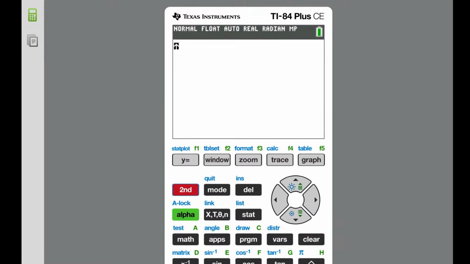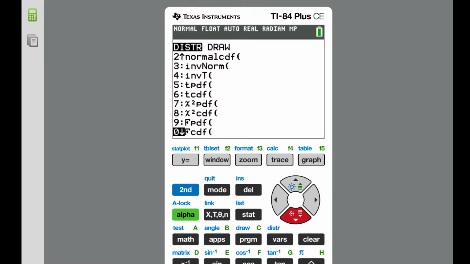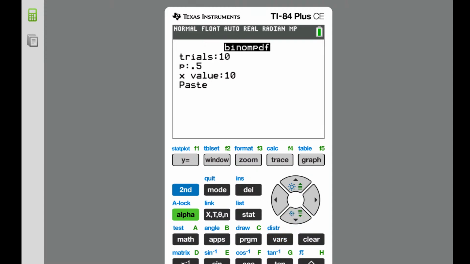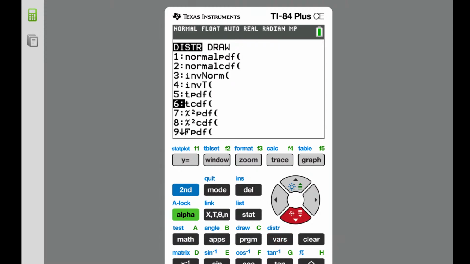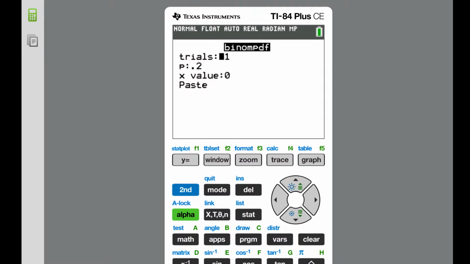We say second distribution, binomial PDF, that's A. Now this time there's 11 trials, and this time little p is 0.2. The first value we need for x is 0, and that's going to be pasted here. Now we need x is 1, so we repeat second distribution. N is 11, little p, now x is going to be 1. We're going to paste that in. Plus, we're going to go up to p of 3.